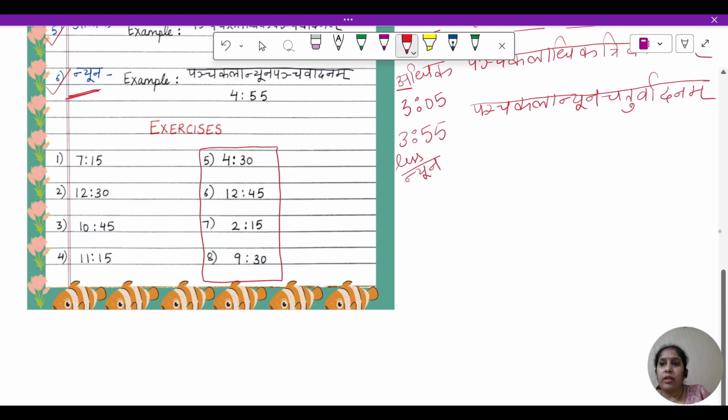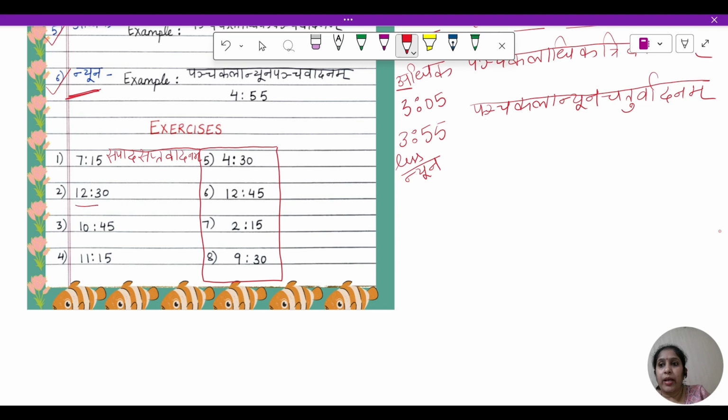So now if the time is 7:15, so for 15 minutes past 7 o'clock, what word were we using, tell me? Sapad, correct? And for 7 o'clock we were using Sapt Vadanam. So it will become Sapad Sapt Vadanam. We are not using it in a sentence, so I'm just writing Vadanam, but in the sentence it will be Vadane. I have explained that already.